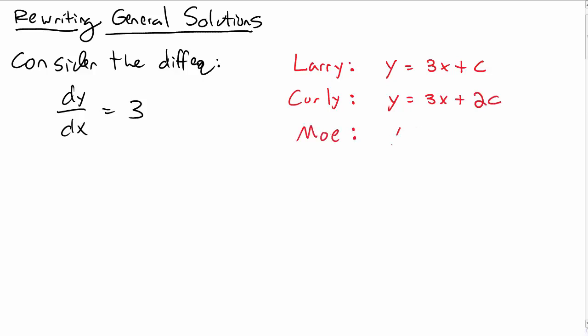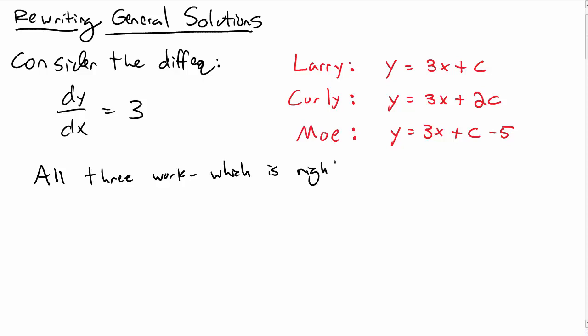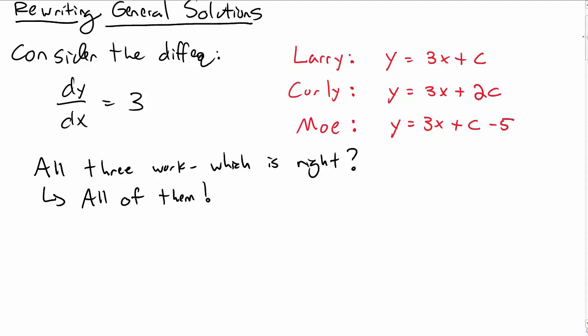And Mo says, no, you're both wrong. The general solution is 3x + c - 5. So who's right, ultimately? Well, all three of them actually work when you plug them into the differential equation. Which one is the true general solution? Well, all of them are actually a general solution. You can rewrite your general solution in different ways.